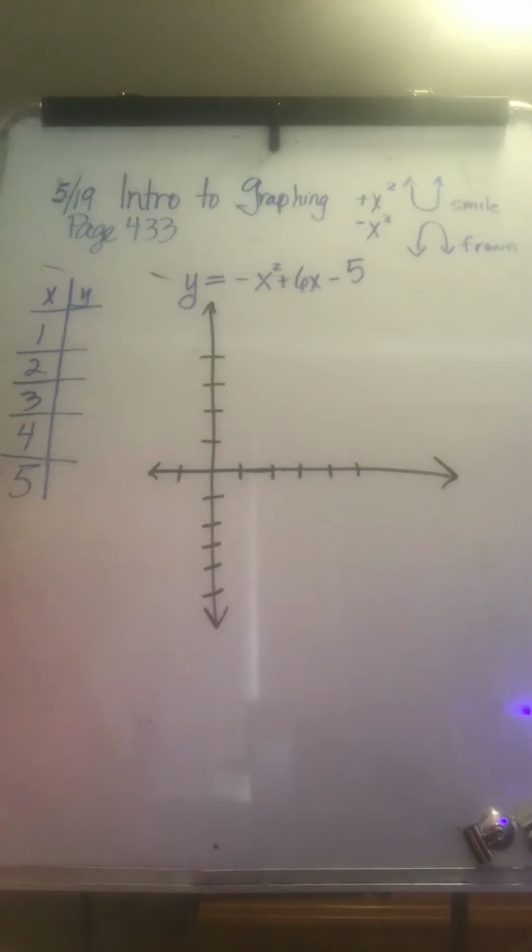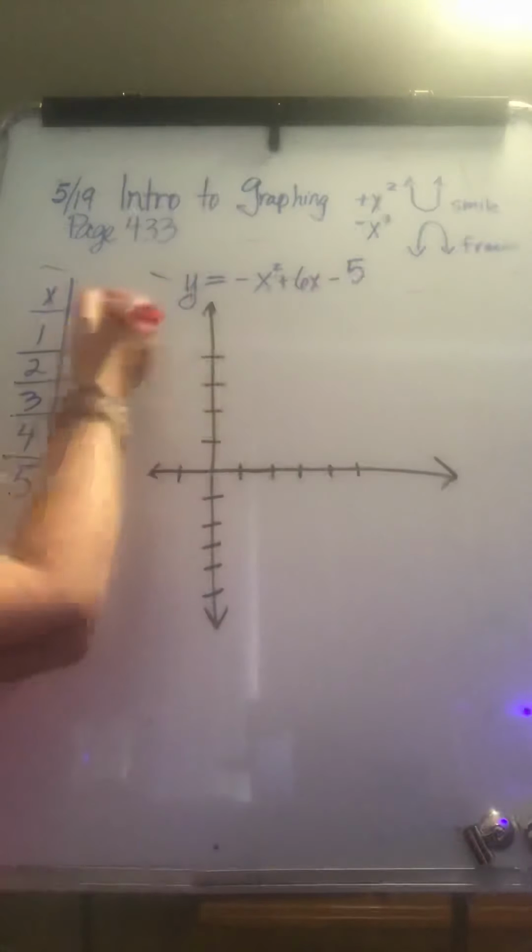Okay, you guys, welcome to part 2 of Tuesday's lesson. Now we're dealing with a negative x squared. So our parabola is going to look different if we have a negative. Now I'm going to show you what the frown looks like. Okay, on your homework, we gave you values.